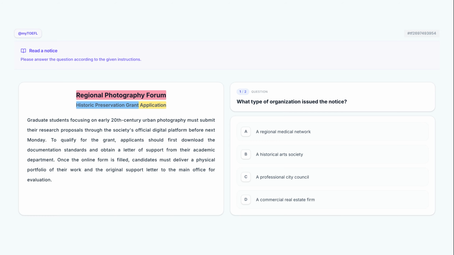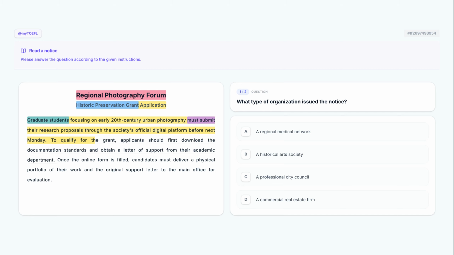Graduate students focusing on early 20th century urban photography must submit their research proposals through the Society's official digital platform before next Monday. This sentence identifies the eligible group as graduate students and sets a strict deadline for submission. The phrase "must submit" underscores that using the digital platform is a mandatory requirement for their research proposals.